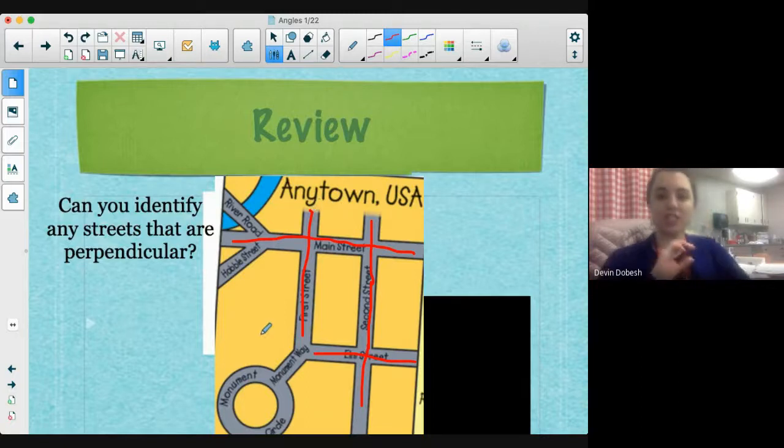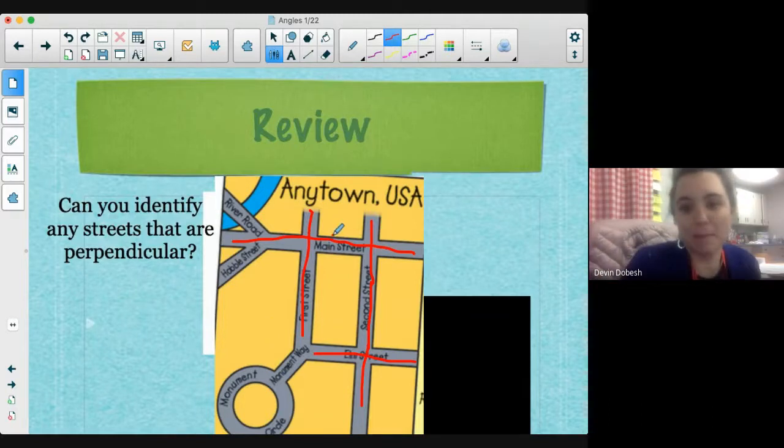Which 2 streets do you see that are parallel to each other? Oh, look at this. Parallel. Main Street and Elm Street. But so are 1st Street and 2nd Street. They are parallel.